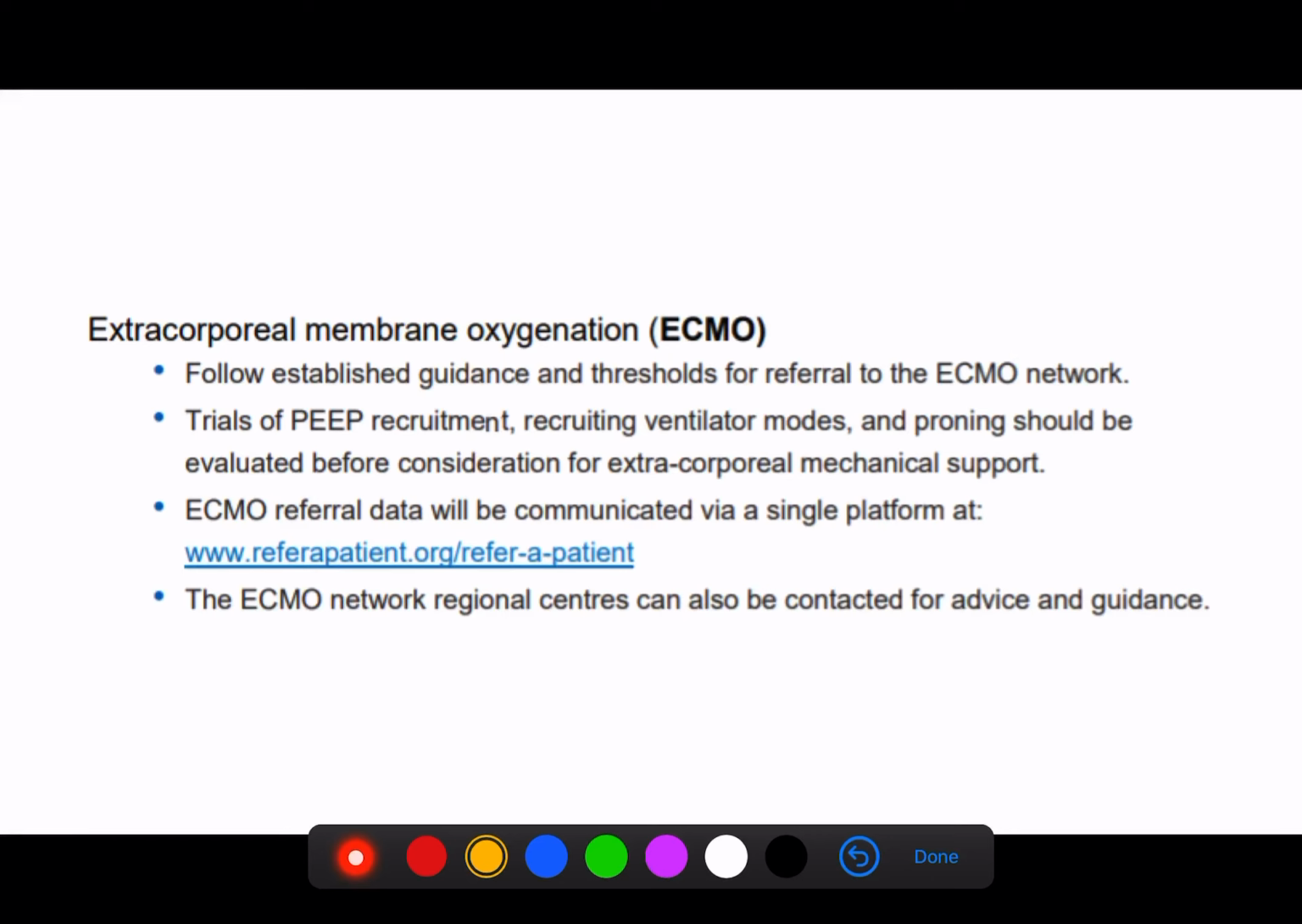ECMO, thankfully, hasn't seemed to be as necessary as we were first worried that it would be. And the ECMO services themselves haven't really been inundated at this point. There are lots of plans out there for if patients do need to be referred for ECMO, but they're all on the referral platform, and it's worth speaking to your local severe respiratory failure centre early if you think that this patient is going towards requiring ECMO.